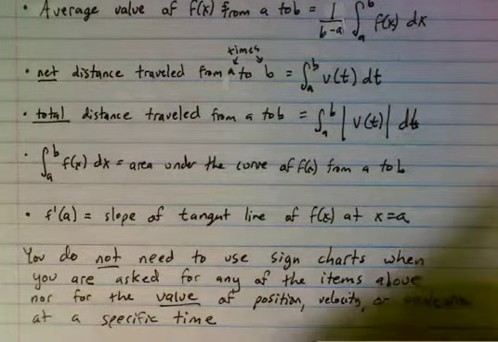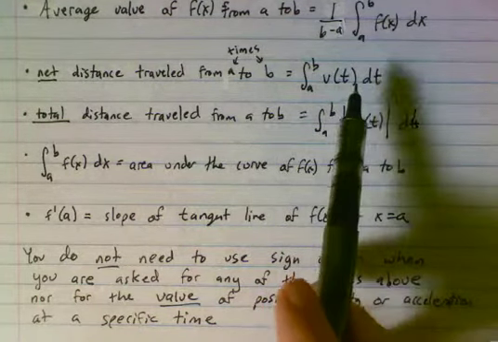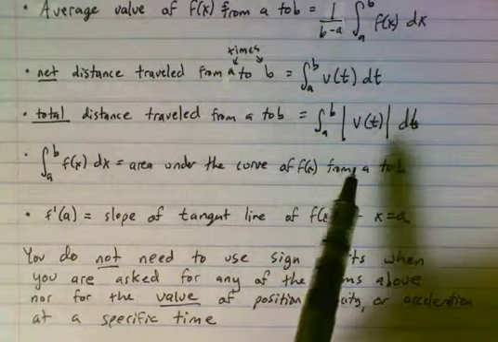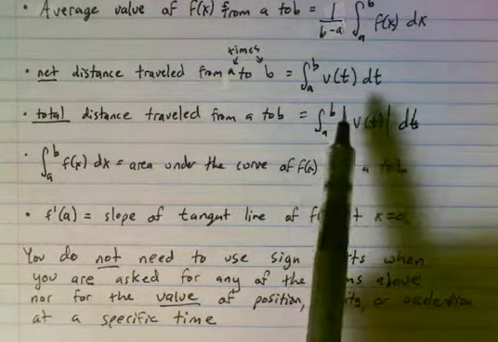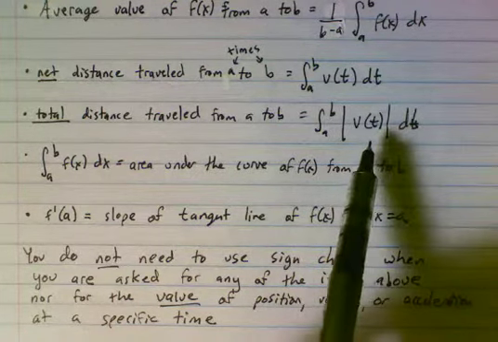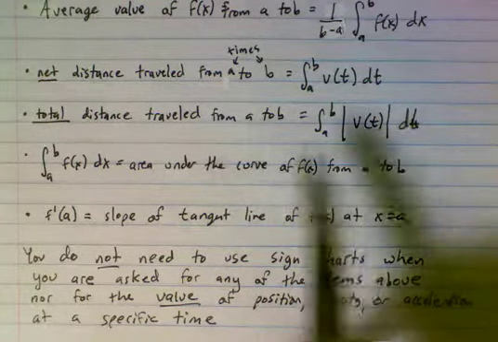So the net distance traveled is just the integral from A to B of velocity. It's basically saying what was the ending position minus the starting position. Whereas the total distance traveled is the integral of the absolute value of the velocity, saying that we don't care which direction the dragon was headed, it's just how far did it travel overall.